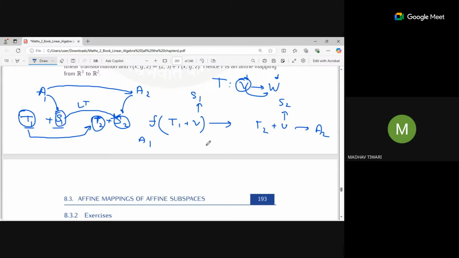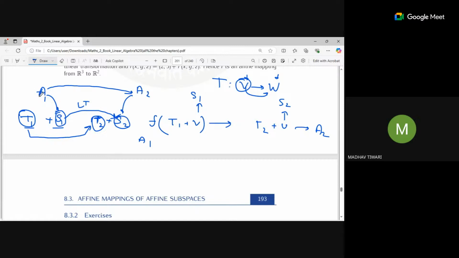Is that clear? Oh, sir, please repeat once. I missed it. We have two affine subspaces. This is our first affine subspace. This is our second affine subspace. And I want all the points of affine subspace 1 to be linked or mapped with affine subspace 2.